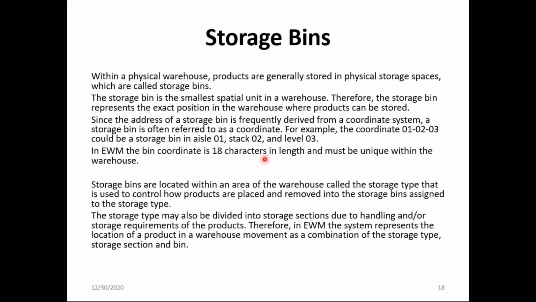So the storage bin coordinate is now 18 characters in length, and it must be unique within the warehouse. One more point for you to understand: in WM, a storage bin is unique within one storage type, and you can create the same storage bin in another storage type. But with EWM, it has to be unique at the warehouse level. That means once you use a bin number defined for one storage type, you cannot create the same bin number for another storage type. So it has to be unique across the warehouse.